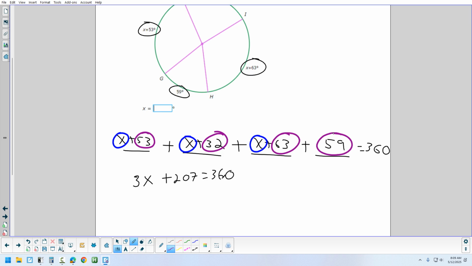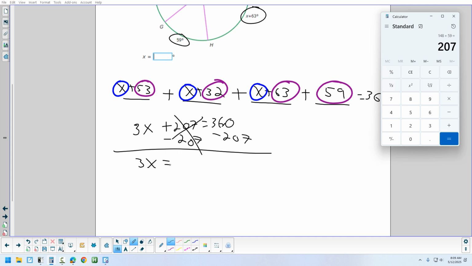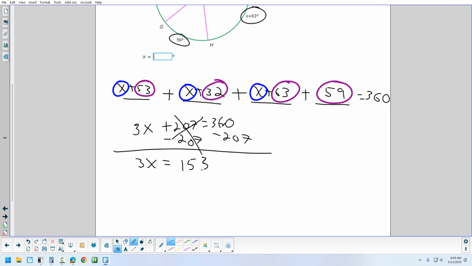Okay, what would be my next step to solve that equation for x? Yeah, Gigi? Subtract 207. Yep, we're going to subtract the 207 on each side. Okay, so 207 minus 207, that's gone. In this step, nothing happens to the 3x. That stays right where it is. And we've got 360 minus 207, 153. Okay, now that's not x, that's 3x. So what's my last step? Divide by 3.